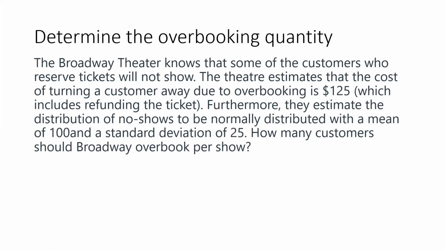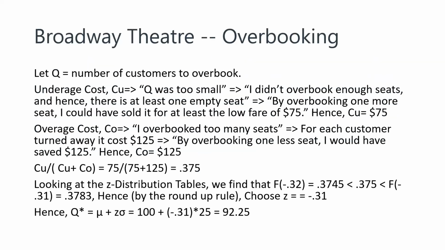Furthermore, they estimate the distribution of no-shows to be normally distributed with a mean of 100 and a standard deviation of 25. So for overbooking, the number of no-shows is random, so you only know the no-show distribution. So how many customers should Broadway overbook per show? Okay, here you let Q be the number of customers to overbook. Cu is the low fare.